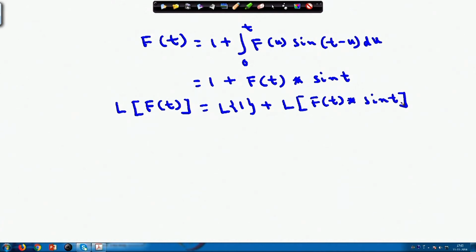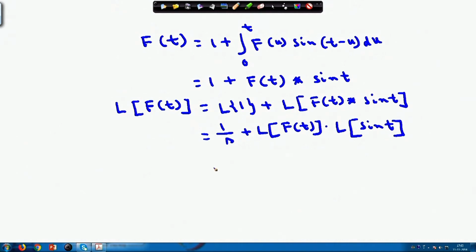and the Laplace transform of 1 is 1 by s, plus the Laplace transform of f(t) convolution sin t, which I can write down from the theorem: the Laplace transform of f(t) into the Laplace transform of the function sin t. So, this equals 1 by s plus the Laplace transform of f(t) into the Laplace transform of sin t, which is 1 by s square plus 1.